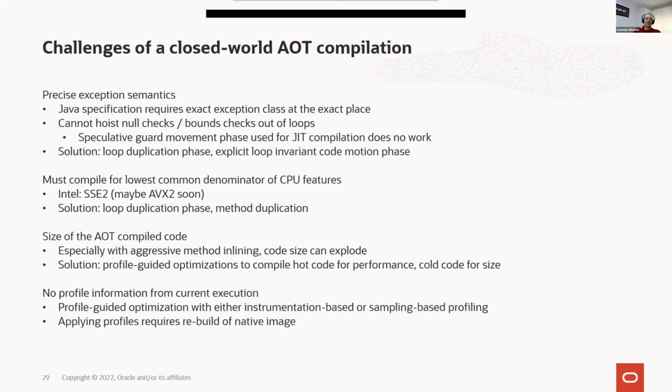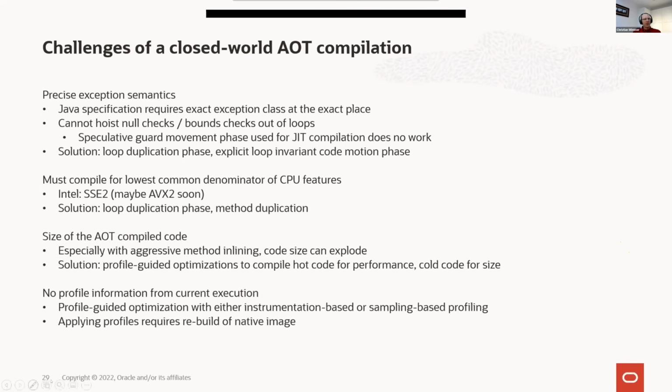So it's the same optimization phase that helps you with the precise exception semantics to get the null checks and the bounds checks out of the loop. Then you already have a fast version of the loop, and that fast version you can also compile with vectorization and CPU features that are not available everywhere, because you always have the slower fallback version that runs. It does all the guard checks and also runs on old hardware.